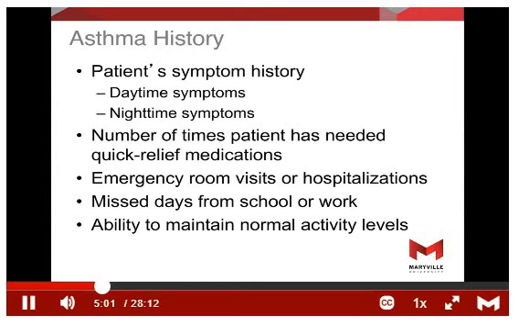Asthma history. So patient symptom history. We want to know their daytime, their nighttime symptoms. We want to know, does it interfere with their activity level? So can they jog? Can they do their normal activity? Or are they having symptoms? At night, are they waking up and coughing due to this? The number of times the patient has to use their quick relief medication, so their albuterol. Our goal is to get patients to use it 3 times or less in a month. If they're using it more than that, we need to know.